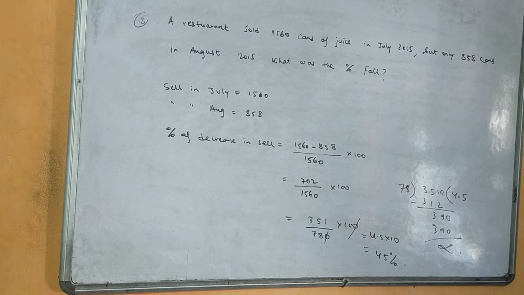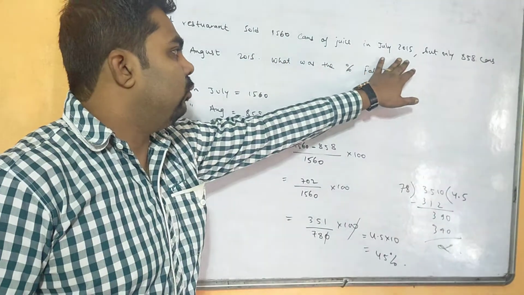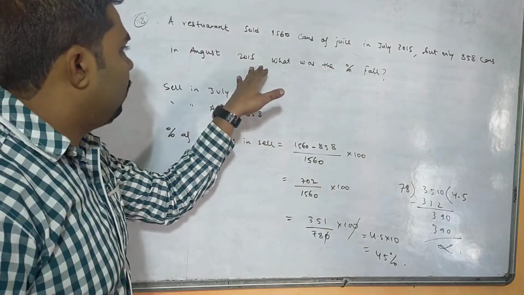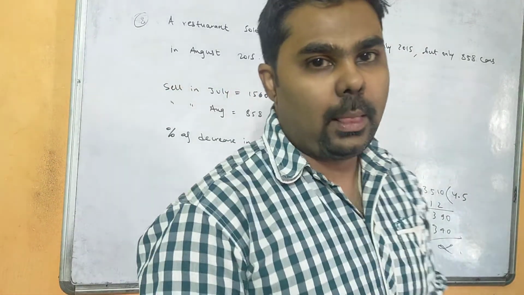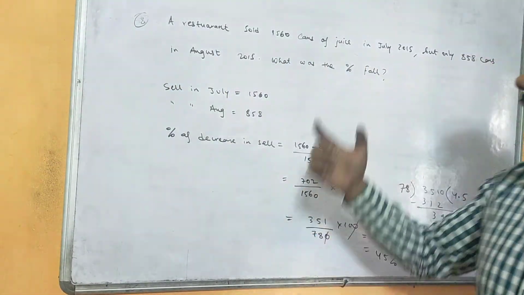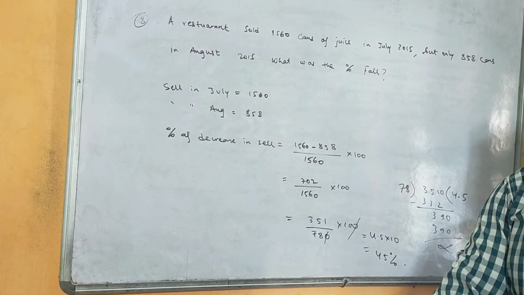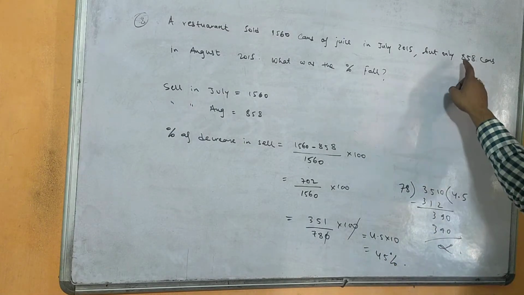Next question. A restaurant sold 1560 cans of juice in July 2015, but only 858 cans in August 2015. What was the percentage fall? That means a decrease in sale. So in July, 1560 cans of juice were sold, but in August the sale has decreased, that means 858.